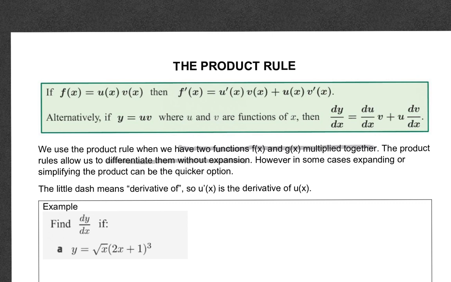So if you have a look down at this example here, we've got one function and another function multiplied together. We can't expand that, it's simply too messy, and so we use the product rule to help us differentiate. Now the product rule is actually really easy, but I need to teach you some notation first.